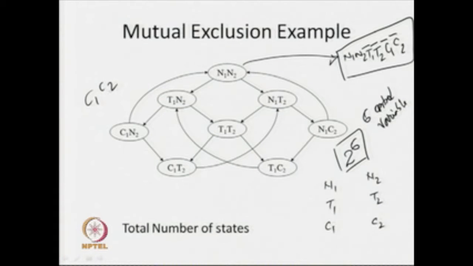If C1 and C2 are both true, then we have the other 4 variables T1, T2 and N1, N2, which can each be either true or false. So with 4 variables, we are going to get 16 different states. That means these 16 different states are not reachable. It is not the proper behavior of our system, and we say that these are the non-reachable states. Like that, some other states will also go out from this model, and eventually we get only these 8 possible states. These are the reachable states.